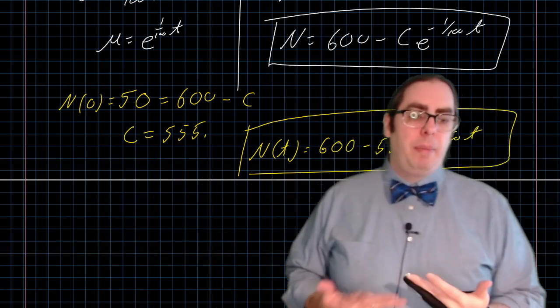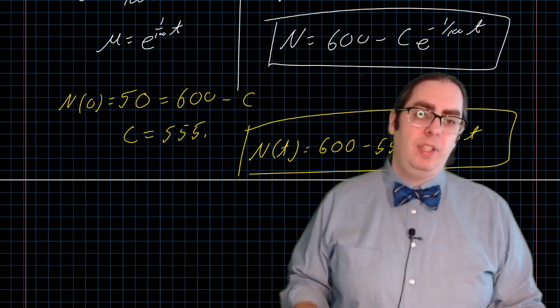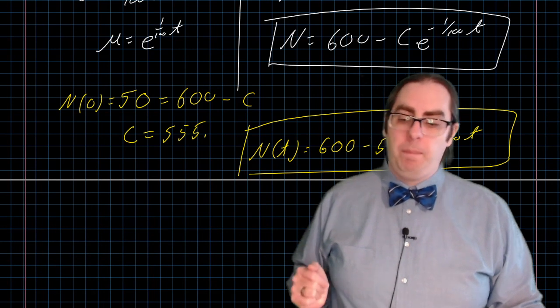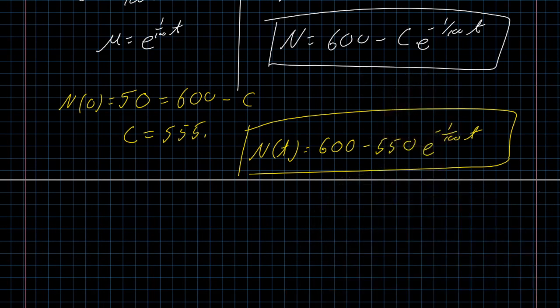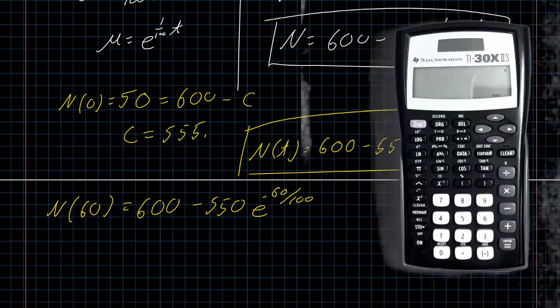Right. But I still have one step left to do here, and that is because I specifically asked, what is the concentration of salt going to be after 60 minutes? So I have to plug in t equals 60. So we'll get n of 60 is 600 minus 550 times e to the minus 60 over 100.